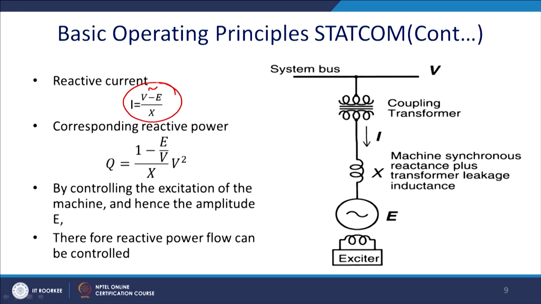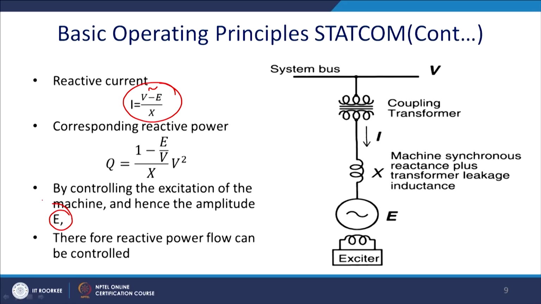So the direction of the current will change, and the corresponding reactive power will be given by (1 minus E by V) by X into V squared. By controlling the excitation of the machine, the amplitude of E can be controlled, and therefore the reactive power flow can be controlled. This is the principle of operation of the rotating machine, and the same thing we can use in the case of the STATCOM.